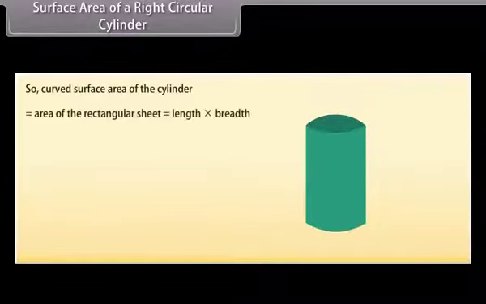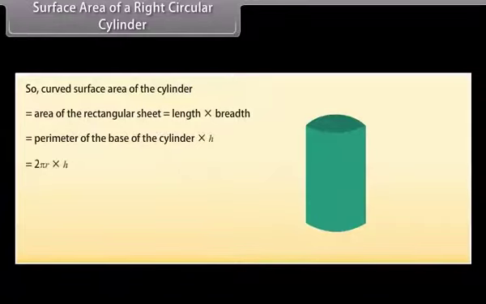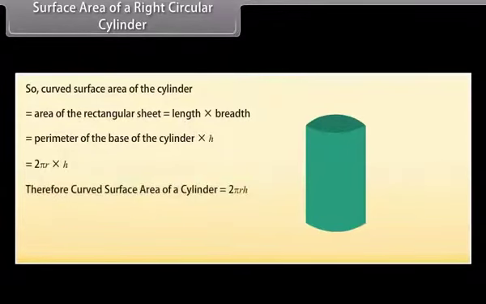We get the curved surface area of a cylinder using a sheet of paper. When we roll it, we get a cylinder. So, curved surface area of the cylinder is equal to the area of the rectangular sheet, which is length into breadth, which is equal to the perimeter of the base of the cylinder into h, which equals 2 pi r into h. Therefore, curved surface area of a cylinder is equal to 2 pi r h.